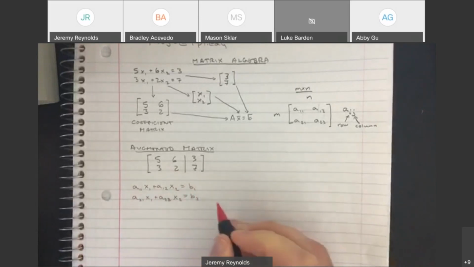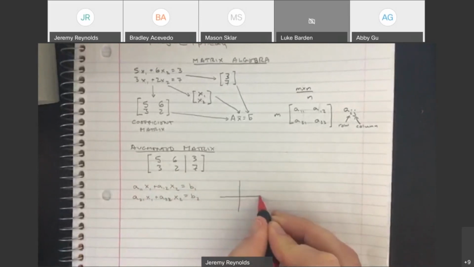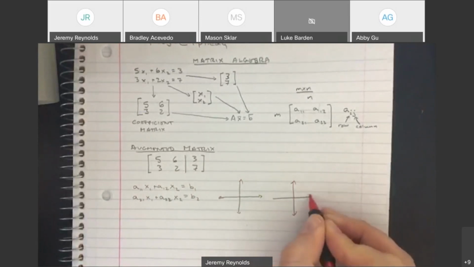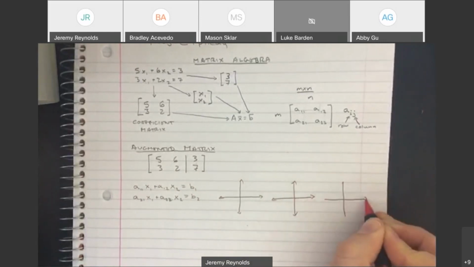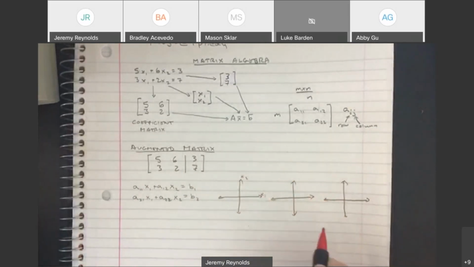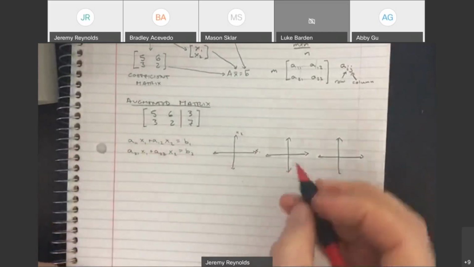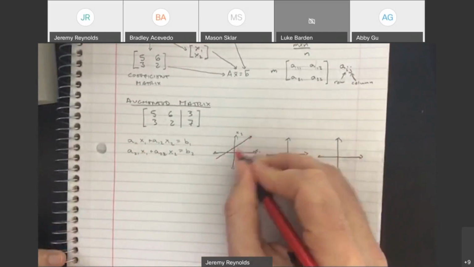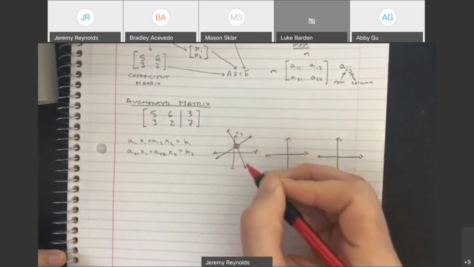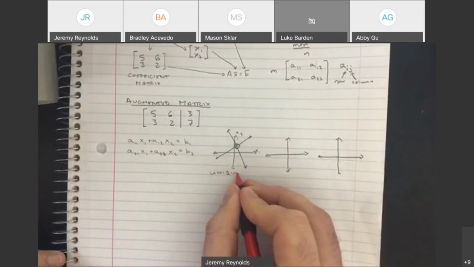A21 x1 plus A22 x2 equals B2. So with these two equations, you can imagine there are going to be three different types of solutions. I'm going to go ahead and draw those out. This is x2 and x1. If we plot the solutions, each one of these is going to be a line. One possibility is that they're both lines and they cross at a single point. This point, x1, x2, would be our solution to this system of equations, and in this case we would have what's called a unique solution.